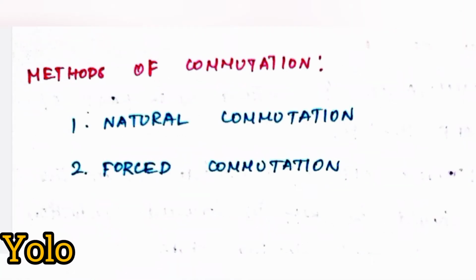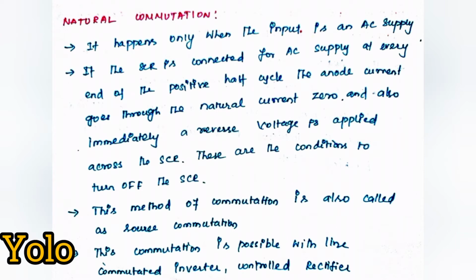Methods of commutation: first, natural commutation, second, forced commutation. Natural commutation happens only when the input is an AC supply. If the SCR is connected to an AC supply, at the end of every positive half cycle the anode current goes through the natural current zero and immediately a reverse voltage is applied across the SCR. These are the conditions to turn off the SCR.